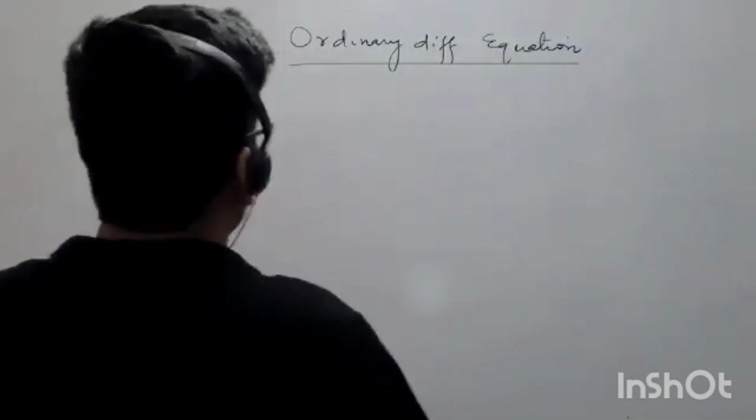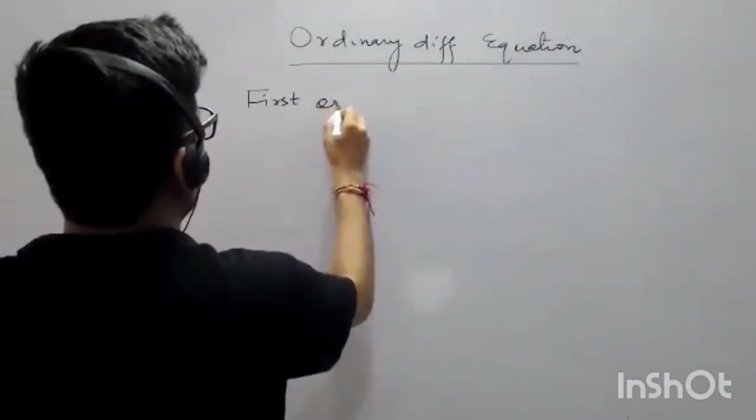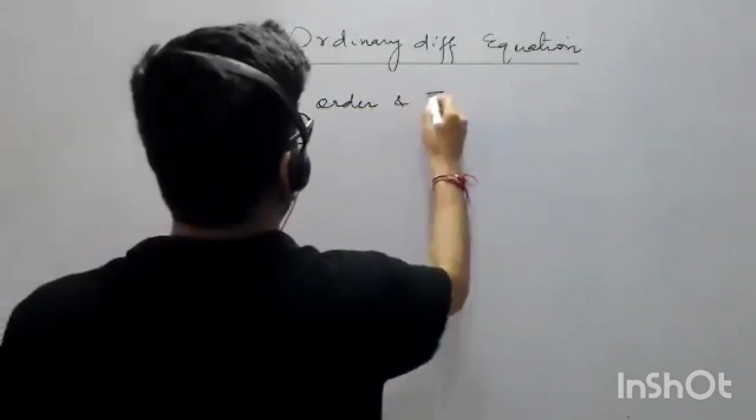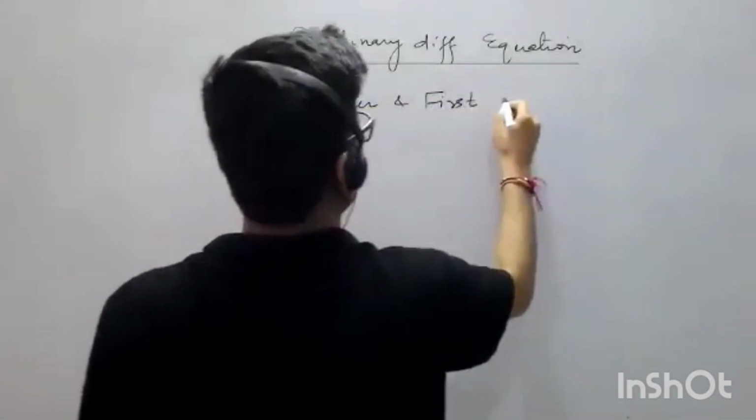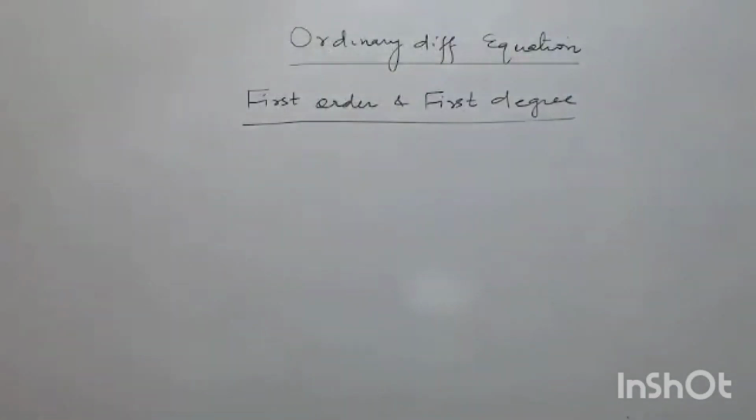The first one is first order and first degree. This type of differential equation, first order and first degree differential equation. And I told you in this we will be discussing four different types of differential equations.